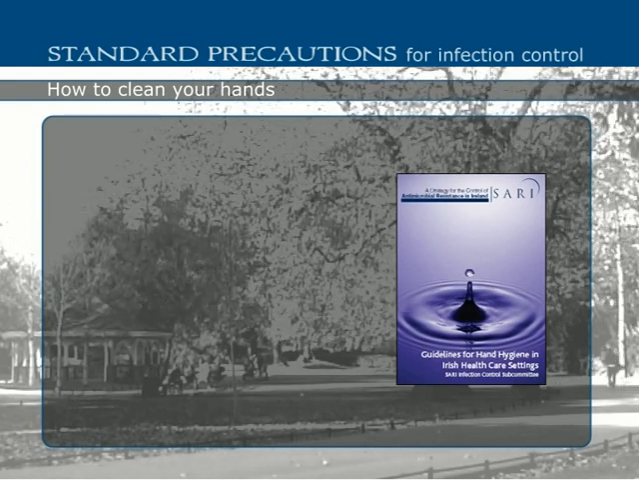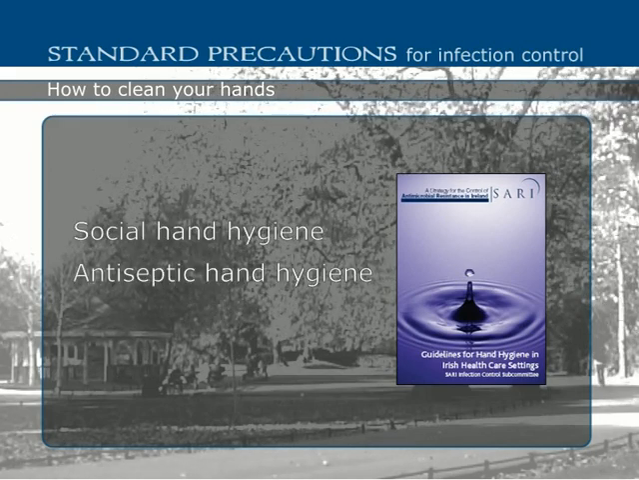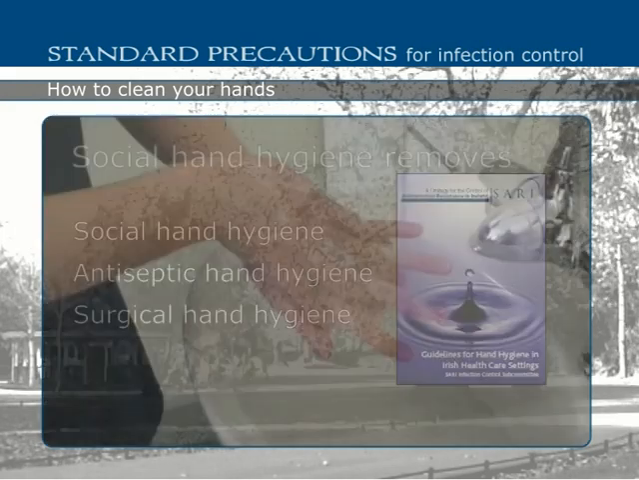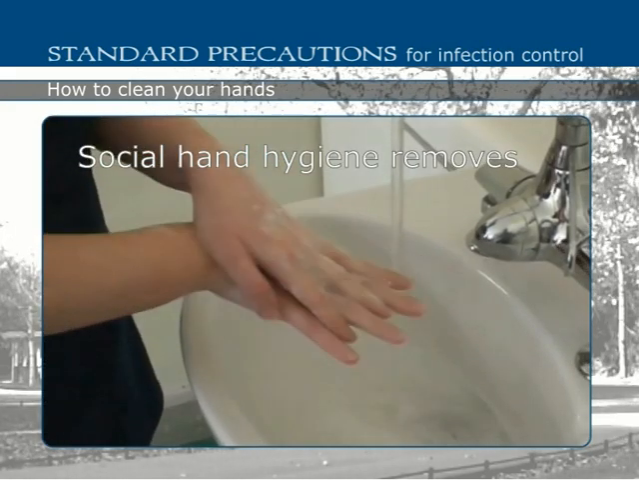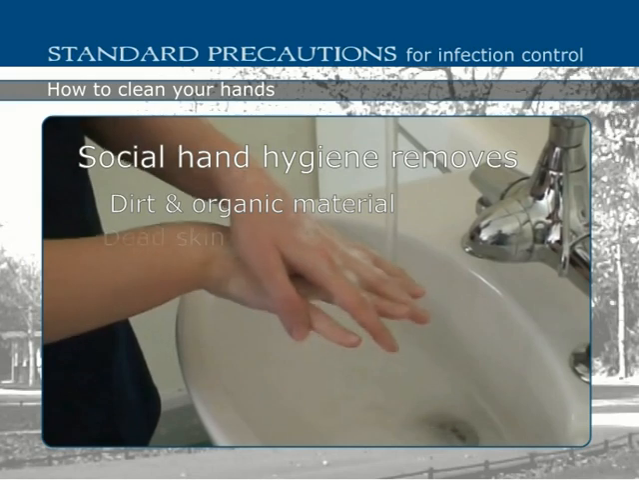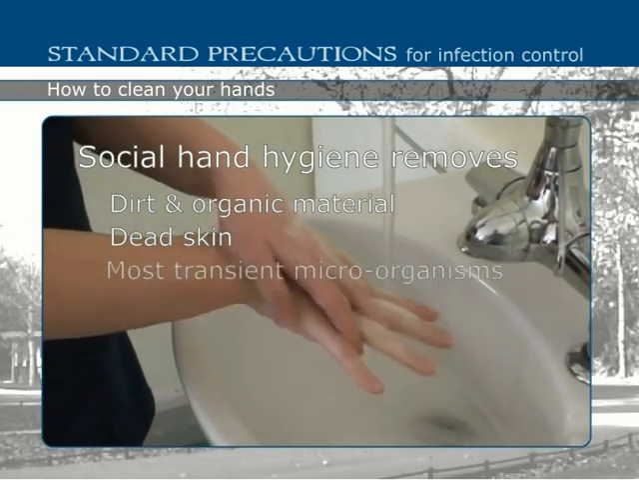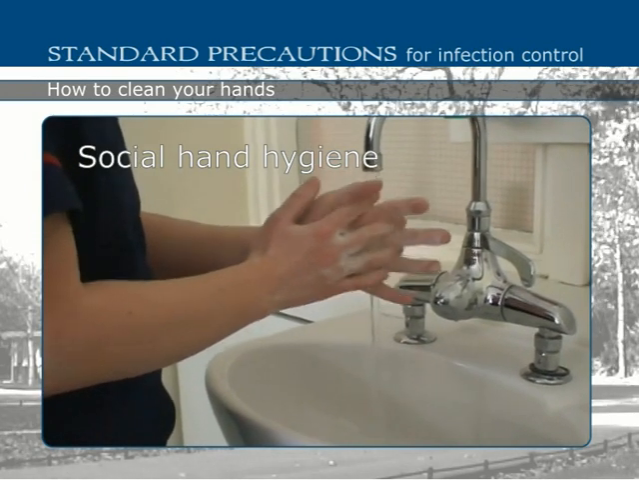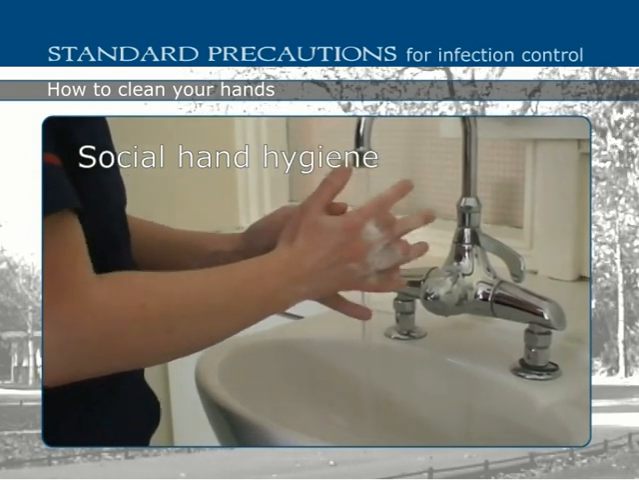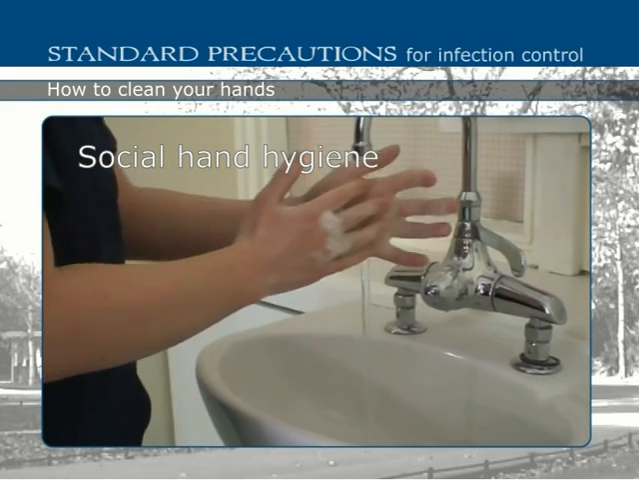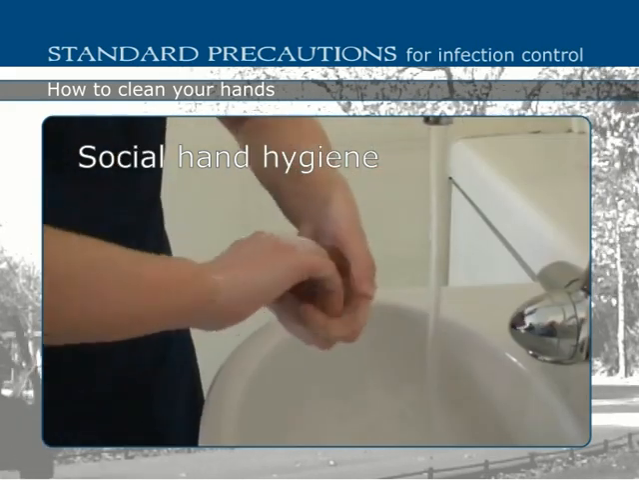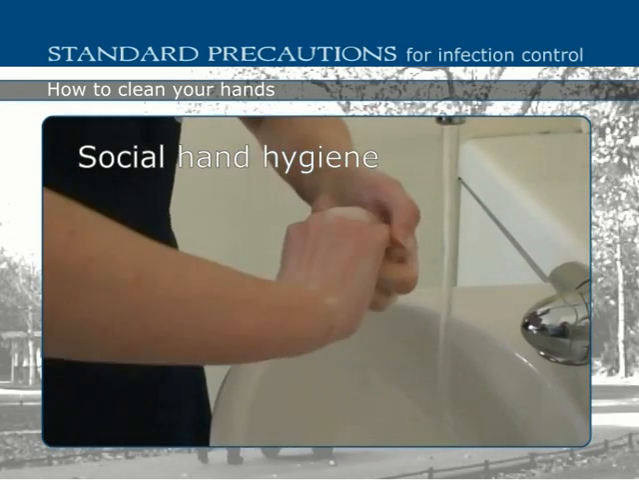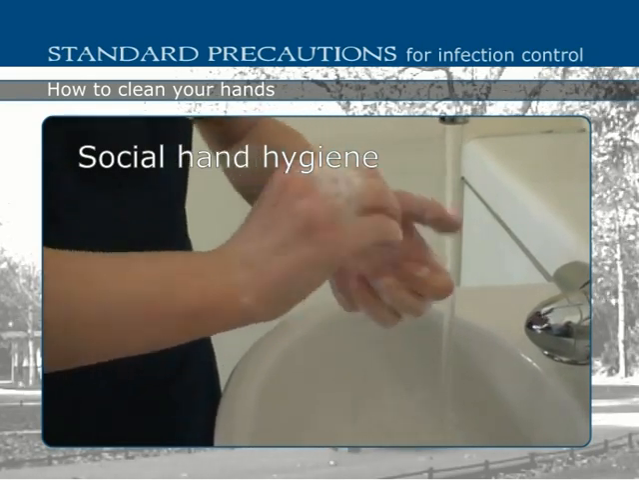The Guidelines for Hand Hygiene in Irish Healthcare Settings, published in 2005, set out 3 different levels of hand hygiene. These are social, antiseptic, and surgical hand hygiene. Social hand hygiene is used to remove dirt and organic material, dead skin, and most transient microorganisms from your hands. It can be used following most daily tasks and involves washing your hands with a liquid soap and warm water. Or, if your hands are visibly clean, you may also use an alcohol hand gel or rub.